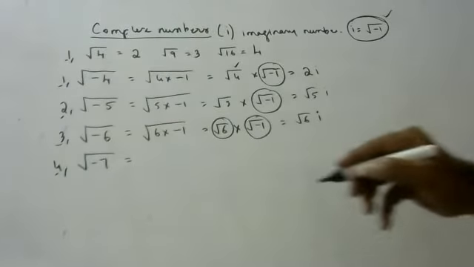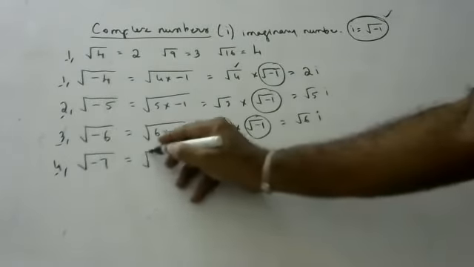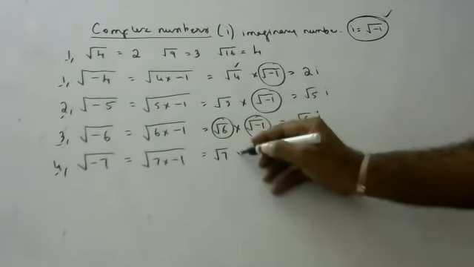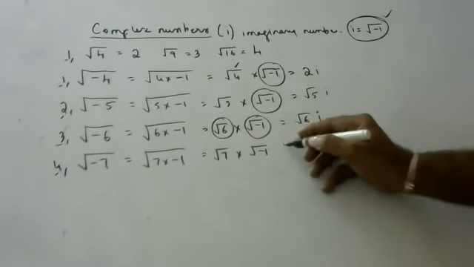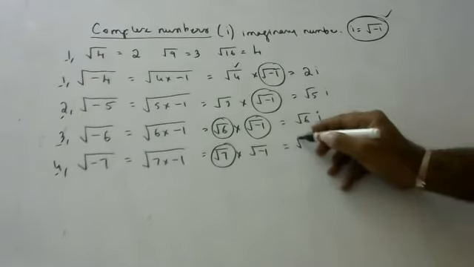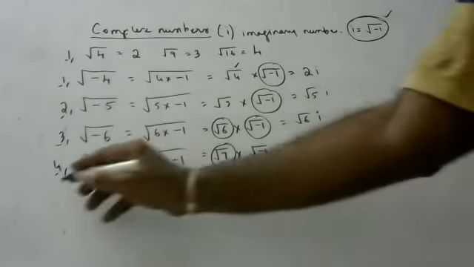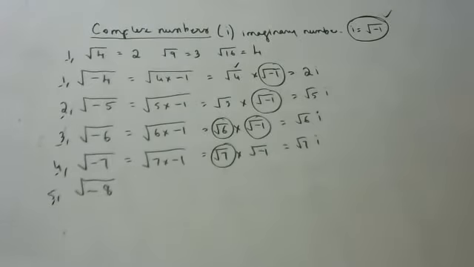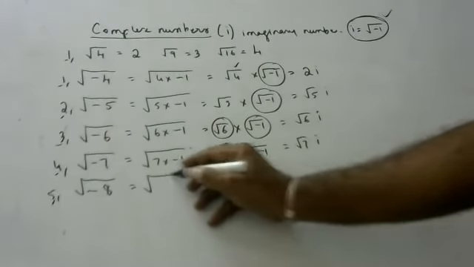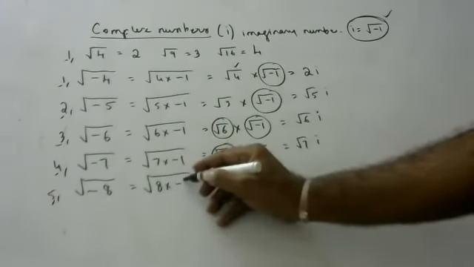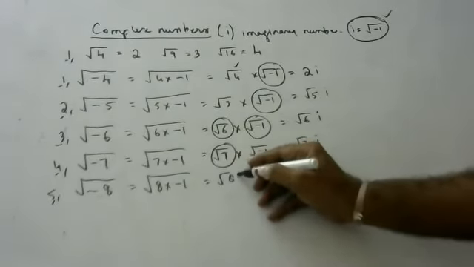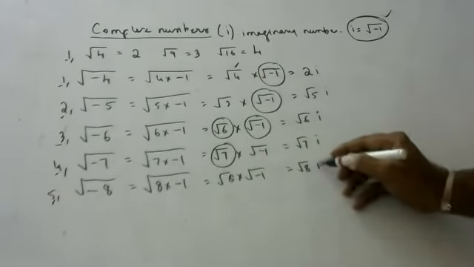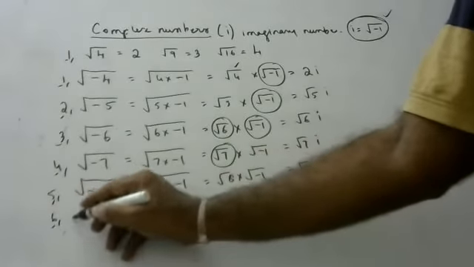One more. Root of -7. Can anyone tell how to do root of -7? Root 7 into -1, that equals root 7 into root -1, that equals root 7 i. Very good. Any other student, can they tell root of -8? Root of 8 into -1 is equal to root 8 into root of -1, which is equal to root 8 i. Very good.